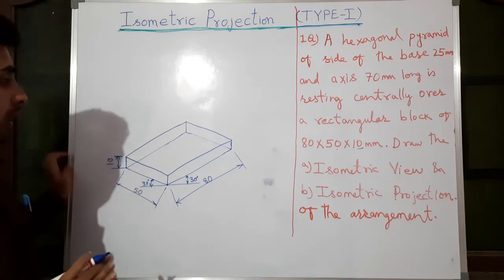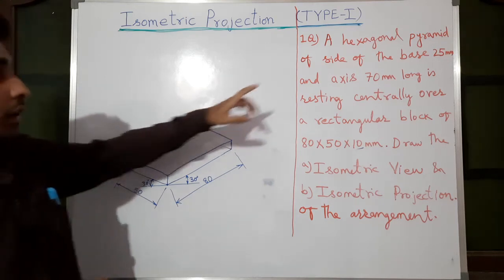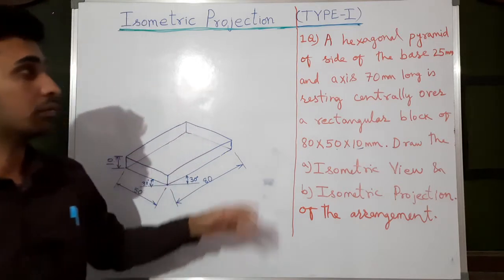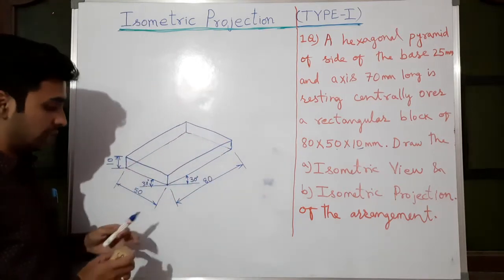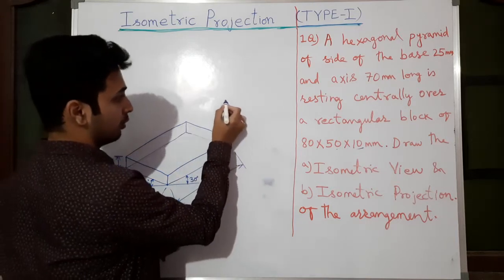Now at its center you need to place a hexagonal pyramid of the given dimensions. Let us see one more thing here, the visible edges. Look at one more diagram here.